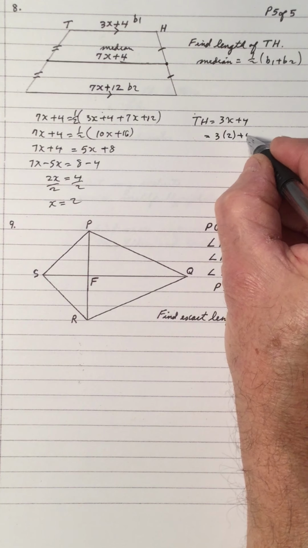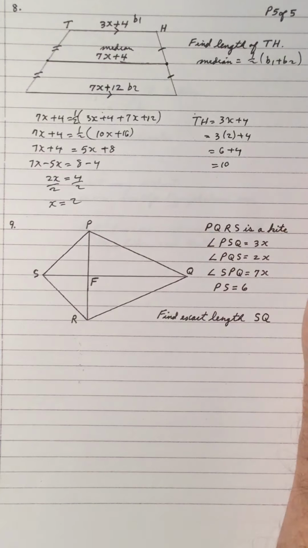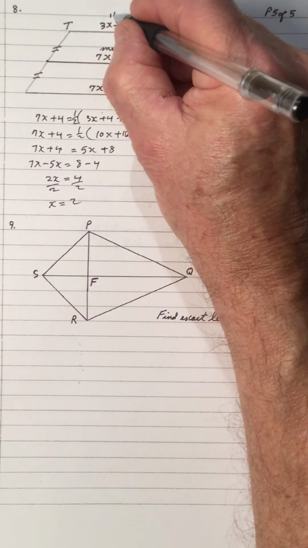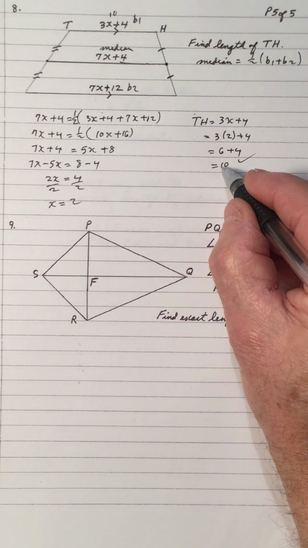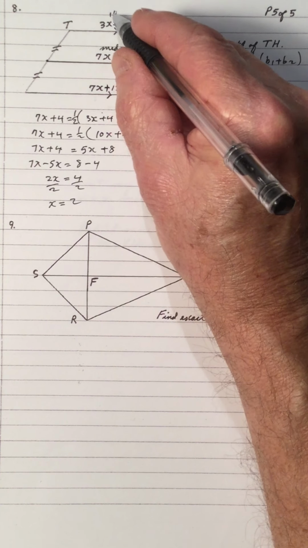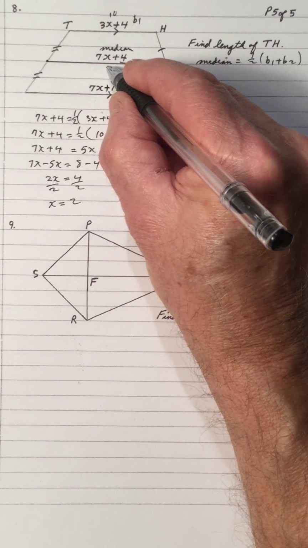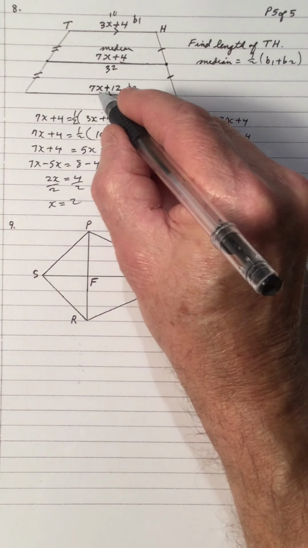So x is 2, sub it in. 6 plus 4 gives you 10. And we have it worked out. So that's a 10. And if you want to check it, we got the answer 10. X is 2. So you put 2 in here and you get a 10. Put 2 in here and you get 28. That's 28. Plus 4 is 32.